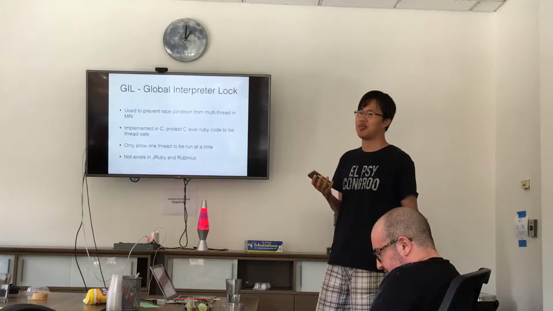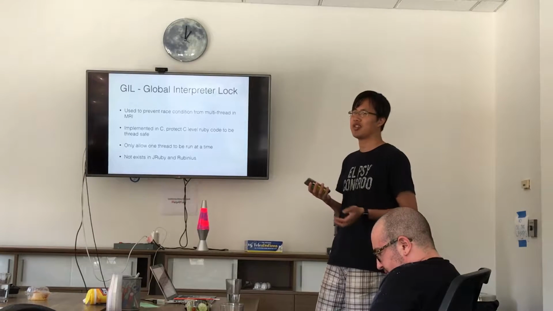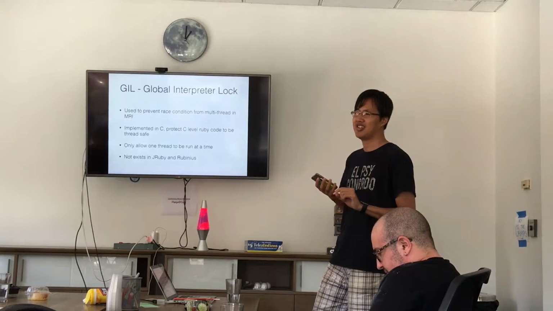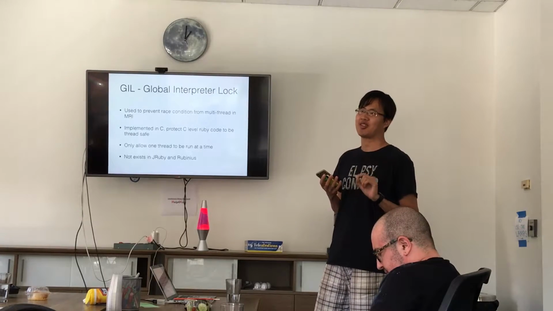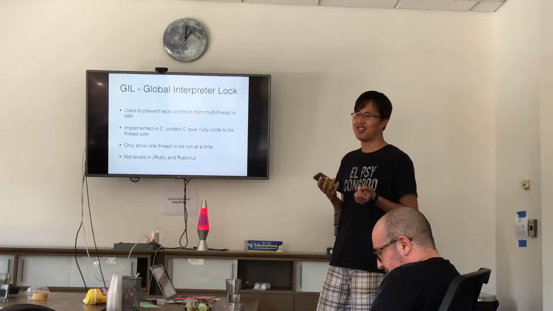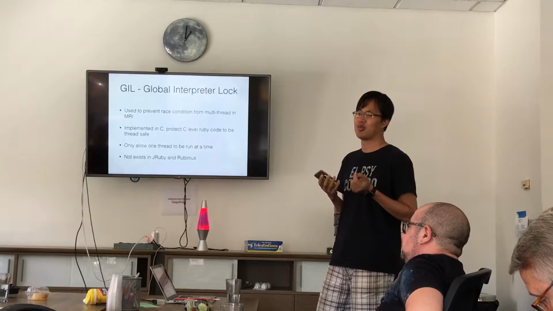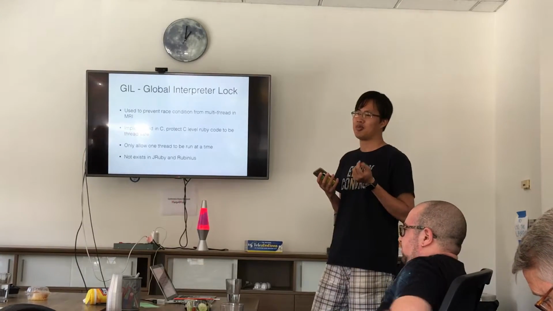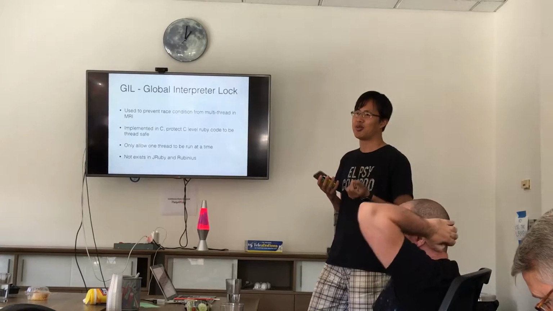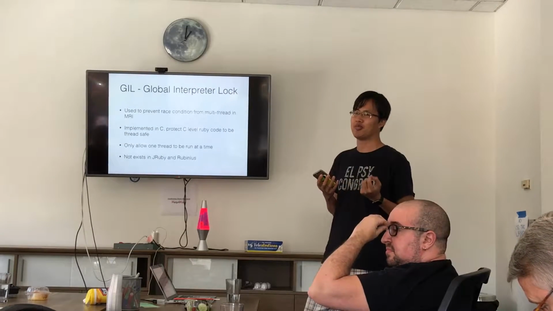It also protects lots of things, because in Ruby you can have C extensions. When you include a C extension, how can you make sure that C code is thread safe? So this GIL is being introduced. One of the reasons is to protect the safety of your Ruby core from being polluted by those extensions.